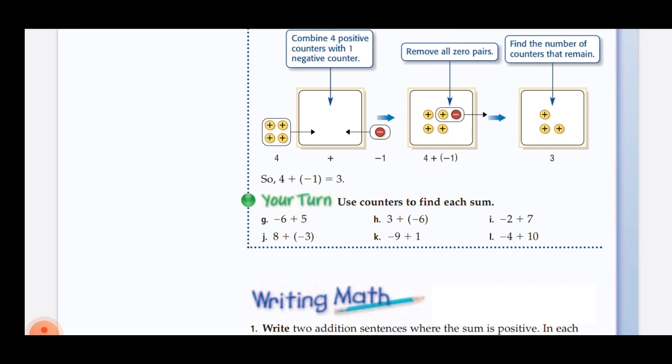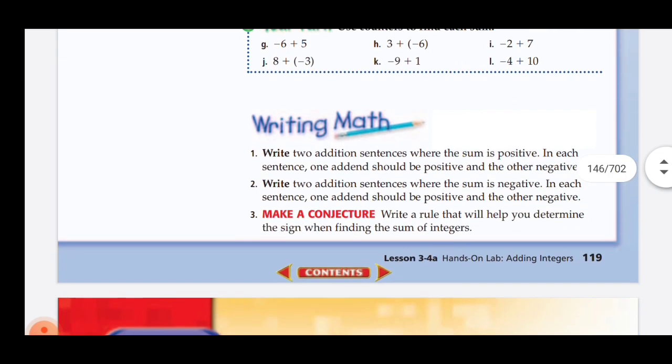Your turn. Use counters to find each sum. G. -6 plus 5. H. 3 plus -6. I. -2 plus 7. J. 8 plus -3. K. -9 plus 1. L. -4 plus 10.